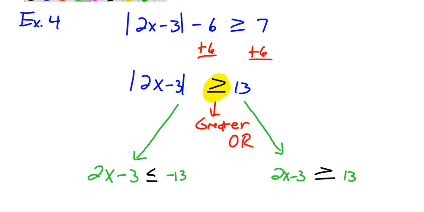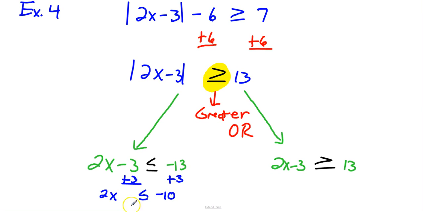Okay, for this one, I'm right up against the bottom of the page, so we're going to write kind of small. Add 3. We've got 2x is less than or equal to negative 10. So we divide both sides by 2. We get x is less than or equal to negative 5. And for the right-hand side, we'll do pretty much the same thing. We're going to add 3 to both sides. We've got 16. When you take 16 divided by 2, we've got x is greater than or equal to 8.